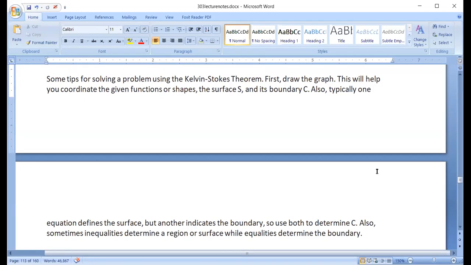Okay. And the other thing is that a lot of the time, you've got one equation defining the surface and then a separate equation that defines the boundary, or maybe there's an intersection. So you need to take both if you want to define C. And then usually you can do some kind of substitution and simplify. It's also helpful to note that a region or a surface sometimes is represented with an inequality, but an equality sometimes represents the boundary. So it might be helpful to think about those things as you're doing these problems.